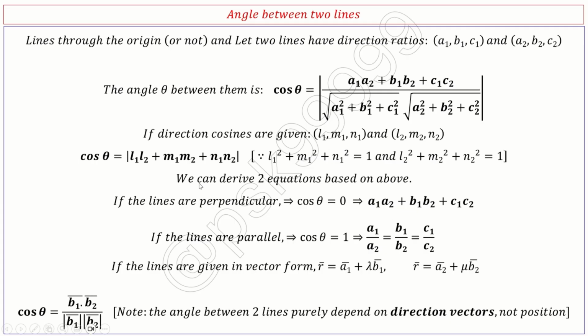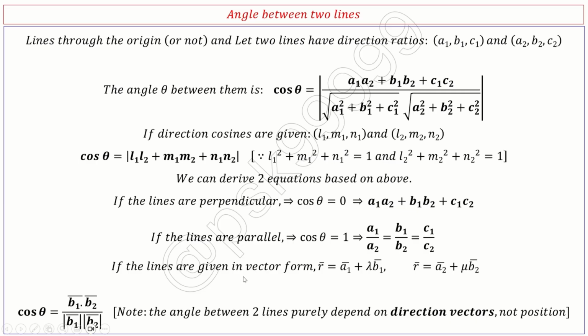Now, what is the condition for perpendicular? Cos theta should be equal to 0. So that means the denominator is gone, and you will be left with a1 a2 plus b1 b2 plus c1 c2, which should be equal to 0. This is the condition for perpendicular. If they are parallel, you can derive it very easily from cos theta equal to 1: a1 by a2 equal to b1 by b2 equal to c1 by c2. This is the condition for parallel.